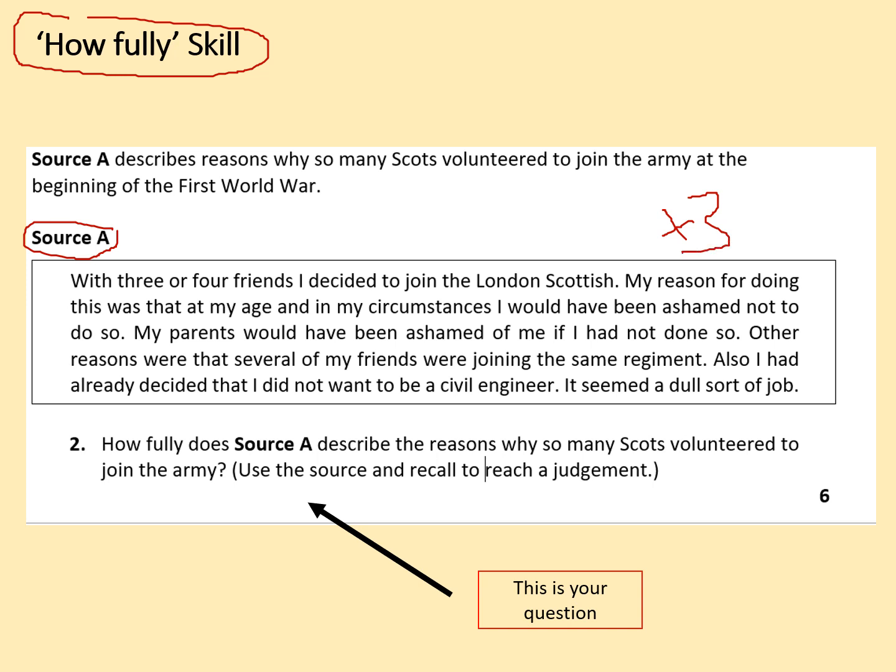Now the question is, how fully does source A describe the reasons why so many Scots volunteered to join the army? Now that's the question that you need to answer. It's quite good because you actually get a little prompt as to what you need to include in your answer. You need to include 3 points from the source. You need to include recall, which is your own knowledge, and you also have to reach a judgment. I'll talk you through this in the next slide.